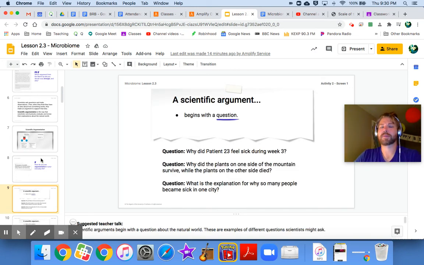A scientific argument begins with a question. So we have a question, don't we? Why did patient 23 feel sick during week 3? Some of us already have some ideas about that. Here's another question. Why did the plants on one side of the mountain survive while the plants on the other side died? What is the explanation for why so many people became sick in one city? Gosh, doesn't this seem relevant? This was back in 2015, I think, when this was produced.